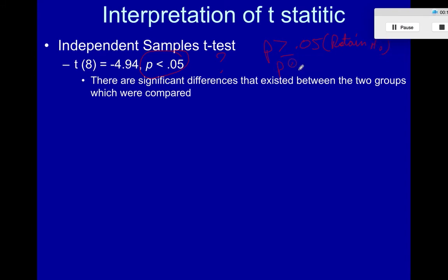If p is less than 0.05, we're going to reject the null. So in other words, we're going to say that the groups do differ. So in our particular case here, we find that there's a p-value less than 0.05.